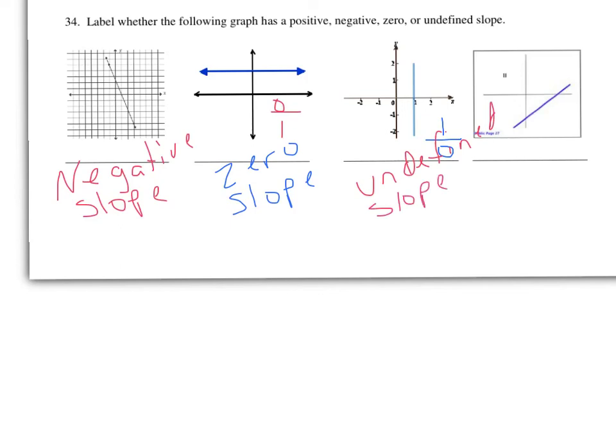Okay. And in the last one, we move left to right. So when I get to the line itself and move to the right, I see that I'm moving in an upward direction. So we say that this has a positive slope.